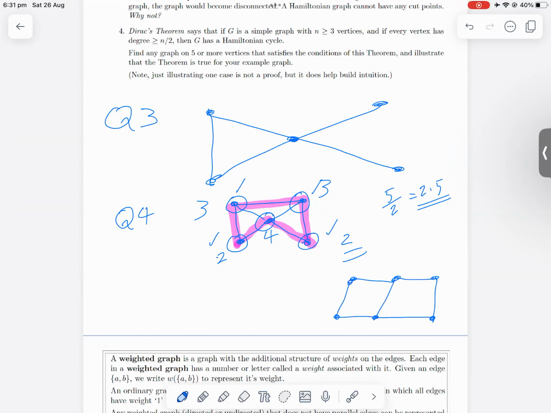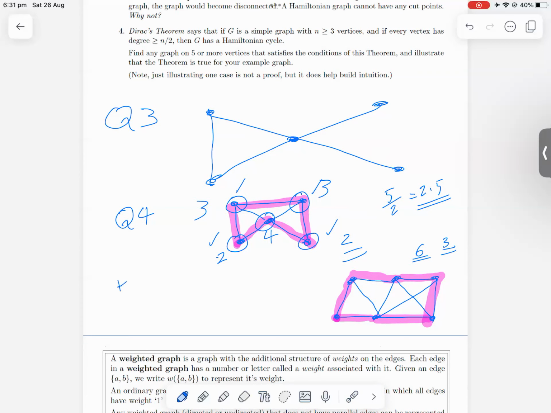So this guy, this guy, this guy, this guy. So if I start from here, here, here, here, here, and here. So this is like 6 of them. So 6 vertices, and most of the vertices have at least degree 3. So we have a cycle, a Hamiltonian cycle.